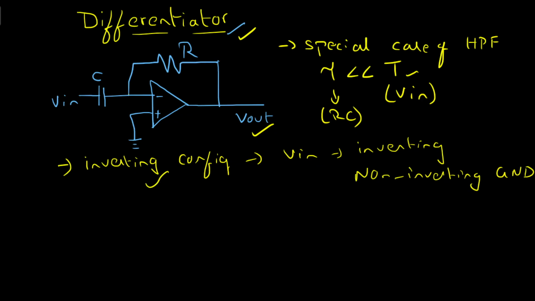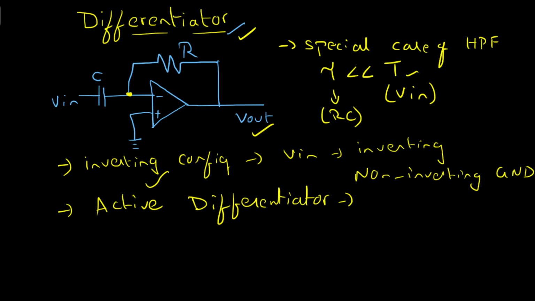Okay. Now, this differentiator is called an active differentiator. Why is it called an active differentiator? Because here the differentiator is designed or constructed with active elements. What are the active elements here? The active element in this circuit is the op amp. Op amp is the active element, so it is called an active differentiator.